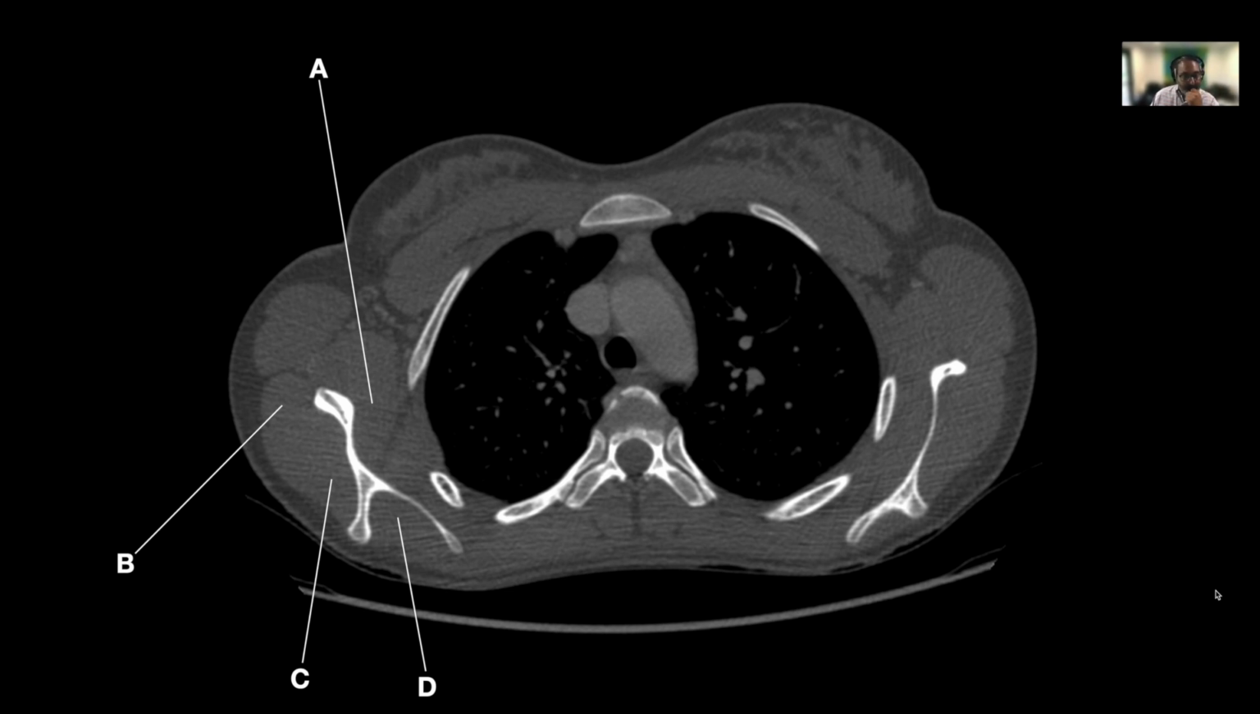And these are muscles of the rotator cuff. That is subscapularis. Correct. Supraspinatus. Correct. Supraspinatus. Absolutely.